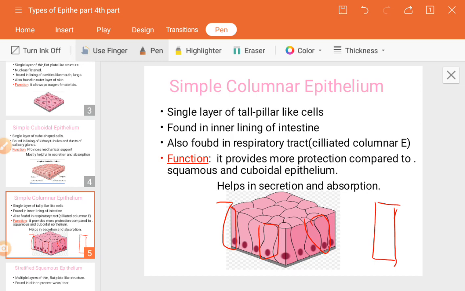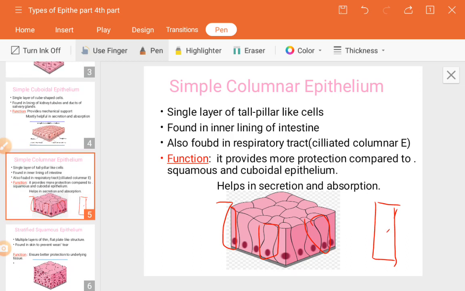Its next function is that it helps in secretion and absorption. Just as we have seen secretion and absorption take place through the cuboidal epithelium tissue, the same applies to the columnar as well. The first point of the simple columnar epithelium function is that it provides more protection as compared to the squamous and cuboidal. You can answer by observing the images also. You can compare and let me know, by comparing their functions also, okay. We will see in the next video.